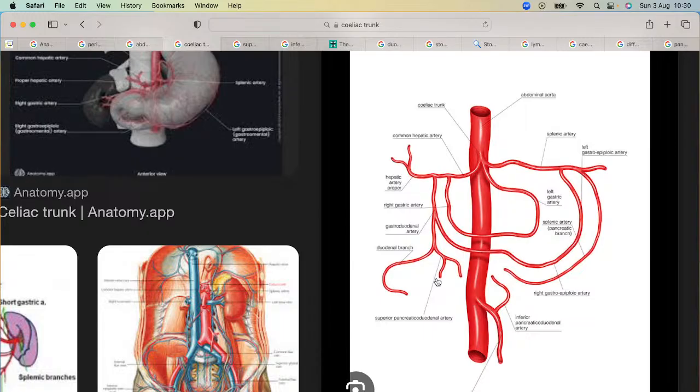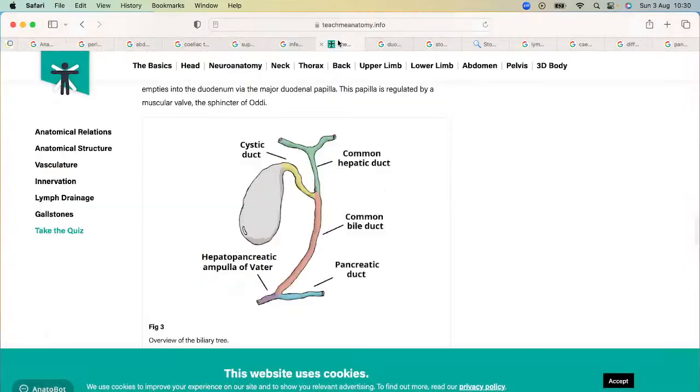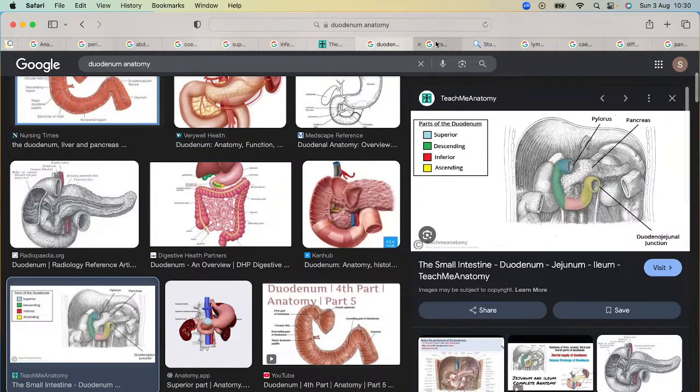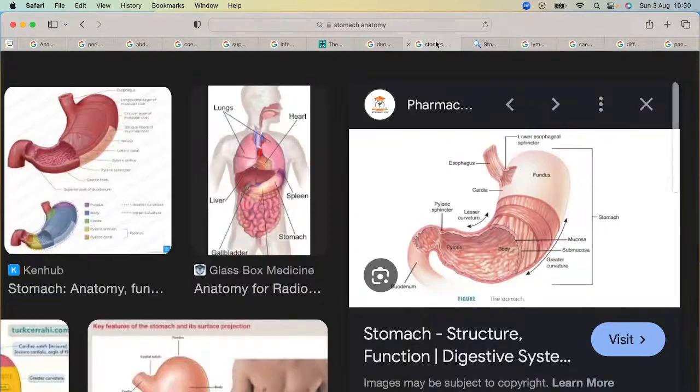Superior pancreatico-duodenal, which has two branches, anterior and posterior, and the inferior pancreatico-duodenal artery comes from the superior mesenteric artery. Okay, so those are the blood supply for the duodenum. So now we can focus on the stomach. So I think again there are no questions. So if you guys have any questions, feel free to ask your questions, okay, and I'll answer them as we go. Okay, now the stomach, the basic parts of the stomach.